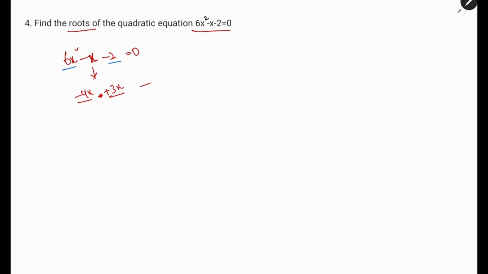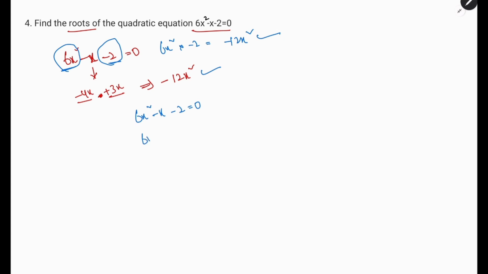If we multiply these two terms, minus 4 into 3 is minus 12x square. And if we multiply the other two terms, the product is 6x square into minus 2, which is minus 12x square. Here both are same. Now we will split this way. 6x square minus x minus 2 equal to 0 becomes 6x square minus 4x plus 3x minus 2 equal to 0.